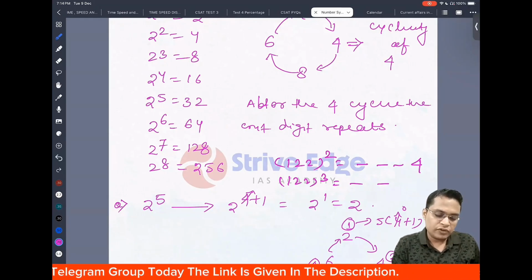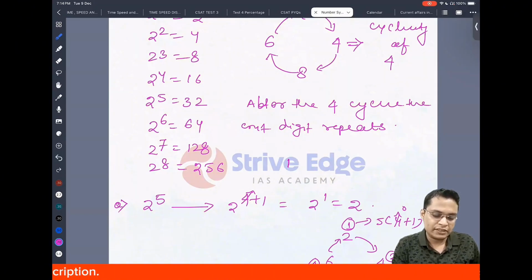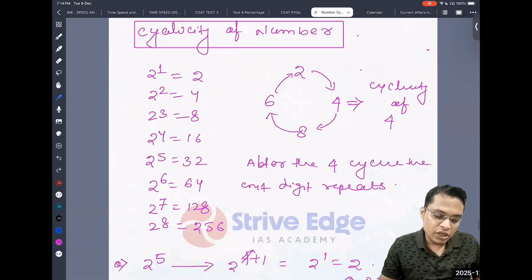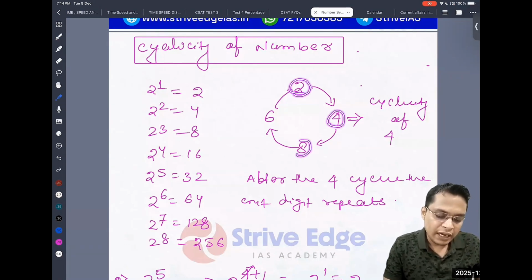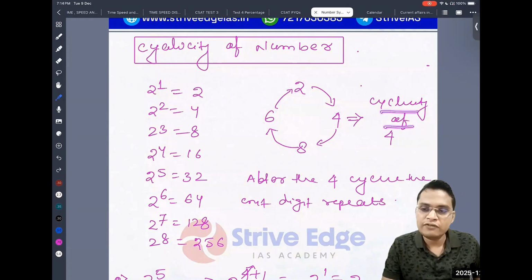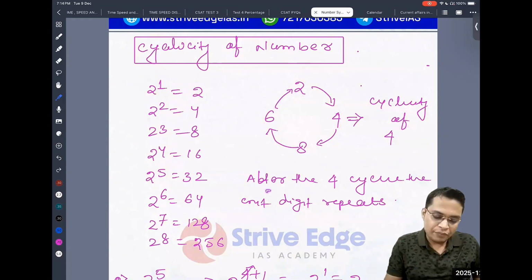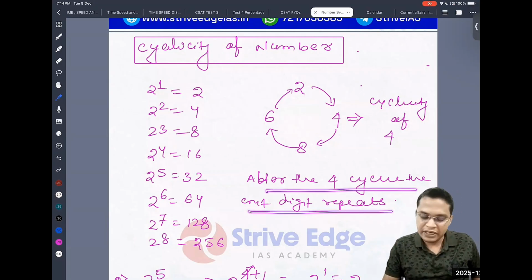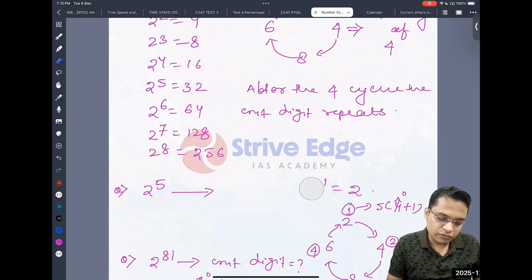We are going to see a lot of examples. Don't worry, even if you are not able to understand it, please have some patience. We are going to see it in detail. We can see first 2 to the power 1, then 4, 8, then 6, and again it repeats. That is the reason we can say the cyclicity of 2 is 4. After 4 it is repeating, so after 4 the unit digit will repeat. The same concept can be used to solve some problems.